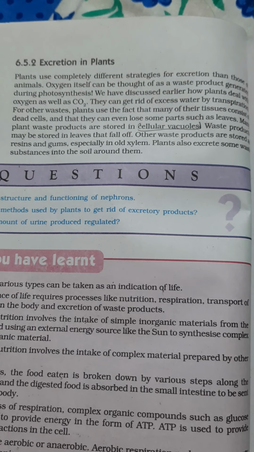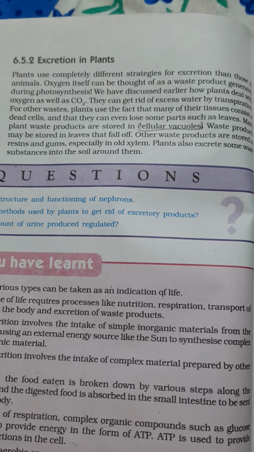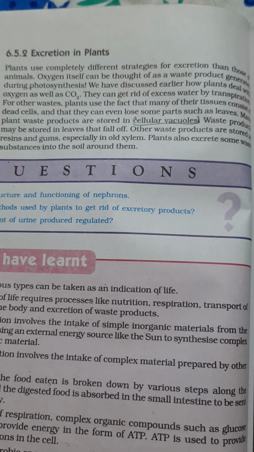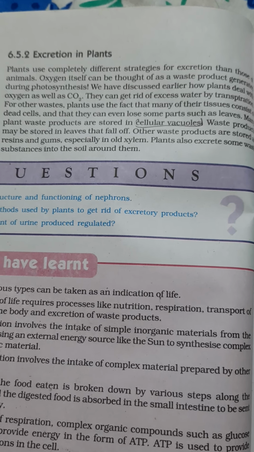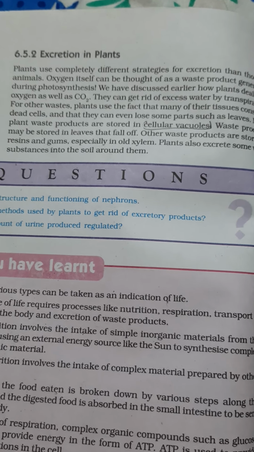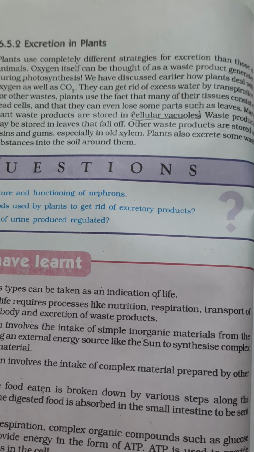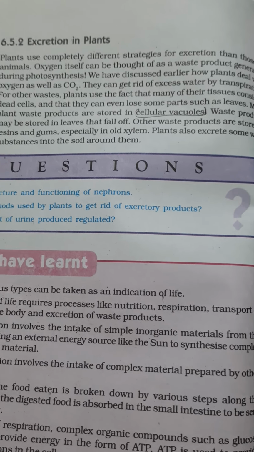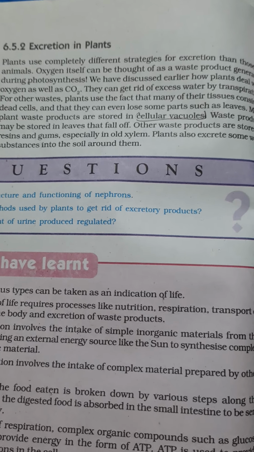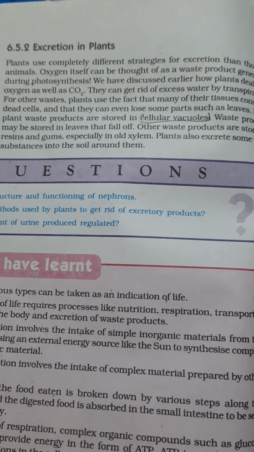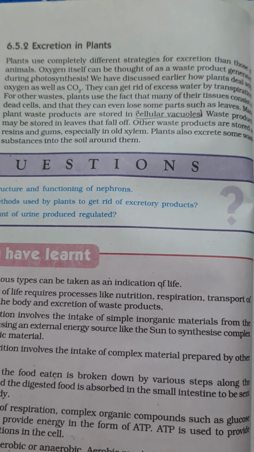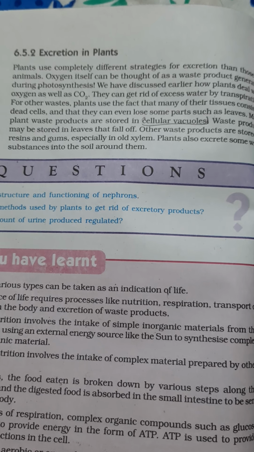Lastly, we have excretion in plants. We know that plants also have different strategies for excretion like that of the animals. For example, oxygen. We know that oxygen is a waste product for plants. Plants eliminate oxygen through stomata. And next one, it is excess amount of water, as we have already learned about transpiration. The excess amount of water is eliminated by the plants through the process of transpiration via its aerial parts.